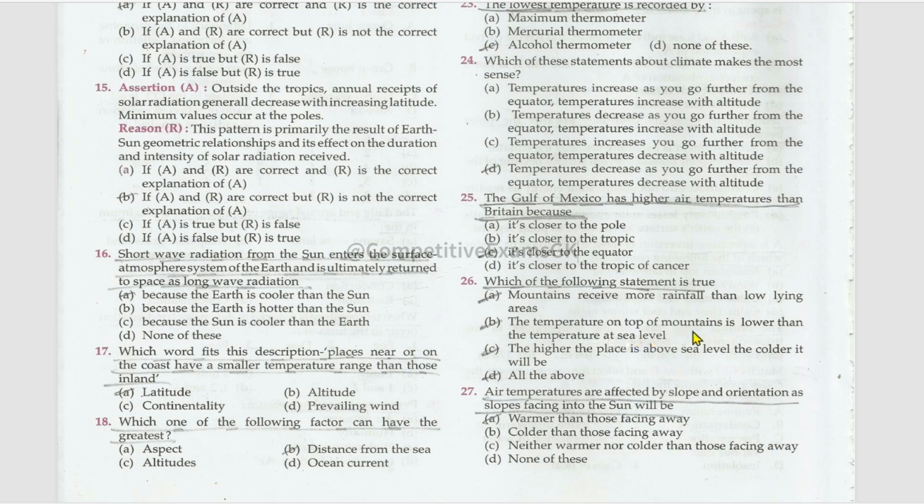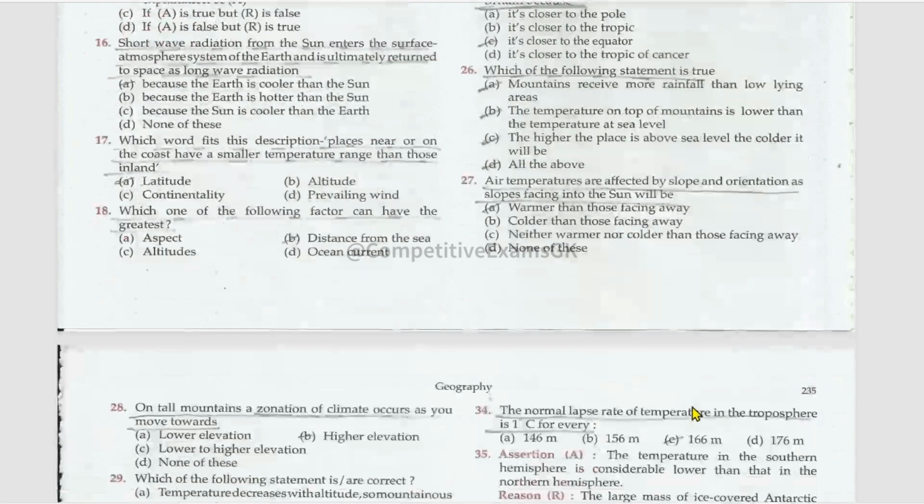The temperature on top of mountains is lower than the temperature at sea level. True. The higher the place is above sea level, the colder it will be. This is also right. All the statements are correct. Air temperatures are affected by slope and orientation, as slopes facing into the sun will be warmer than those facing away.